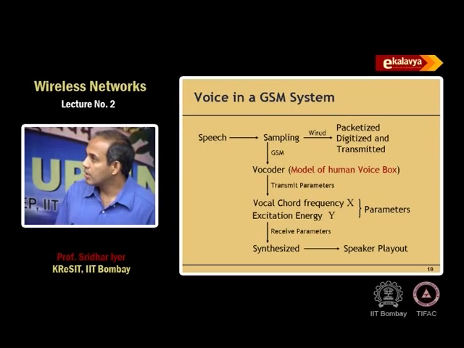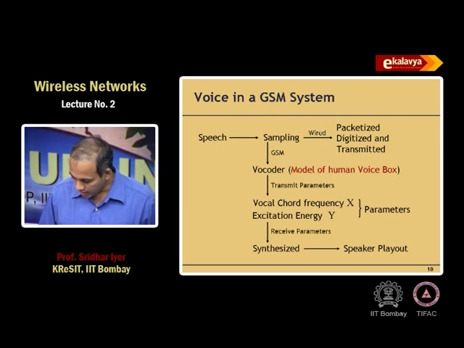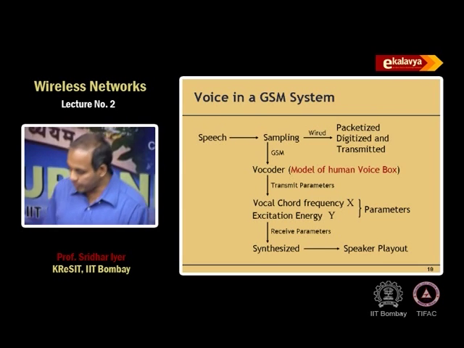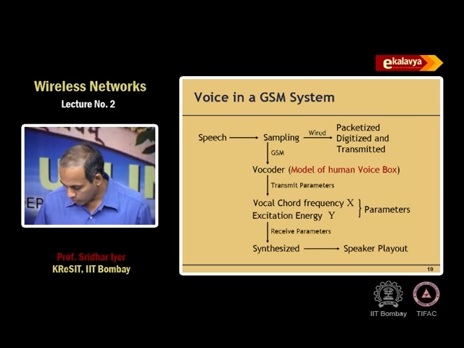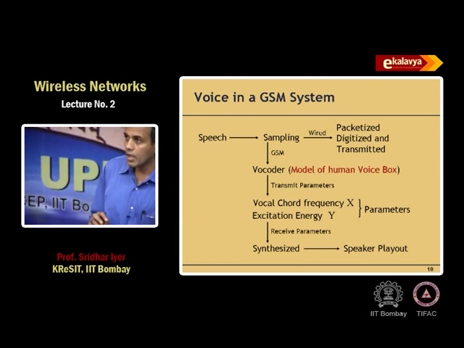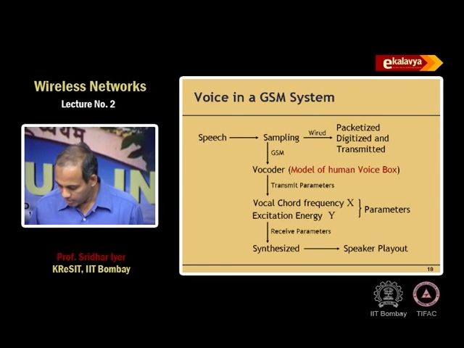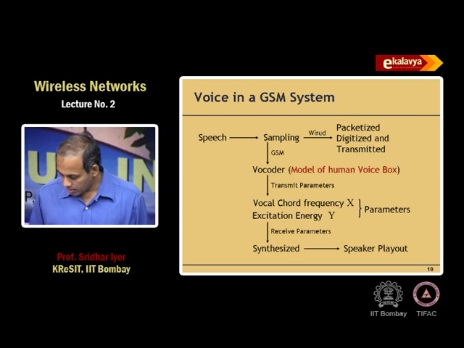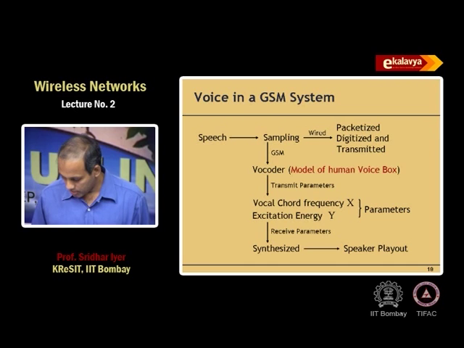What happens in GSM, again I do not want to waste my bits on the air. So I do not want to send all the sampled bits. In GSM, after this sampling, it has something called a model. It uses what are called vocoders, voice coders. This has a model of human speech, the voice box. Instead of the entire sampling being transmitted, what it is transmitting is basically vocal cord frequency X, excitation energy Y. Just transmitting key parameters. These are the parameters that are being transmitted.